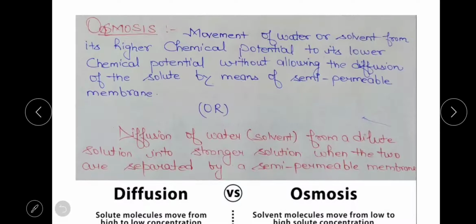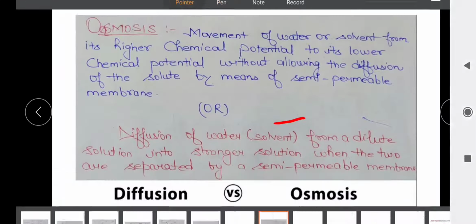So, the second definition: diffusion of the water from a dilute solution, that is, from the pure state. Dilute means the concentration of the solvent particles is higher, into the stronger solution, where there is a concentration of the solute particles as well as the solvent particles. So the water has to diffuse from its higher chemical potential towards its lower chemical potential when the two are separated by a semi-permeable membrane.